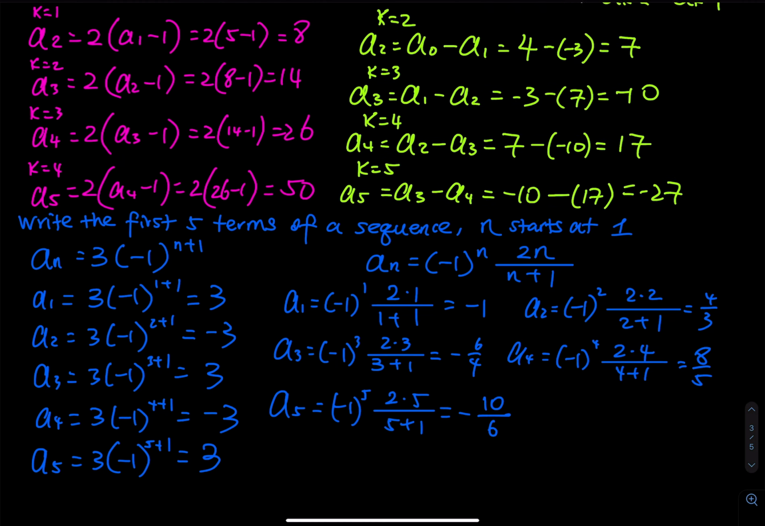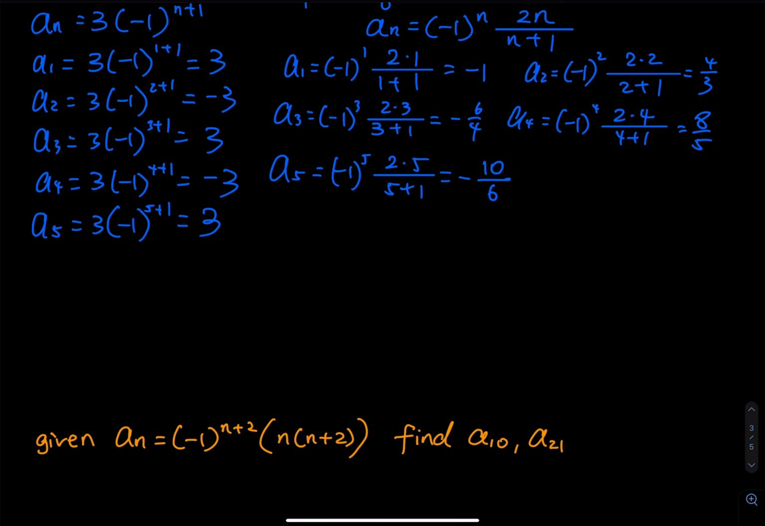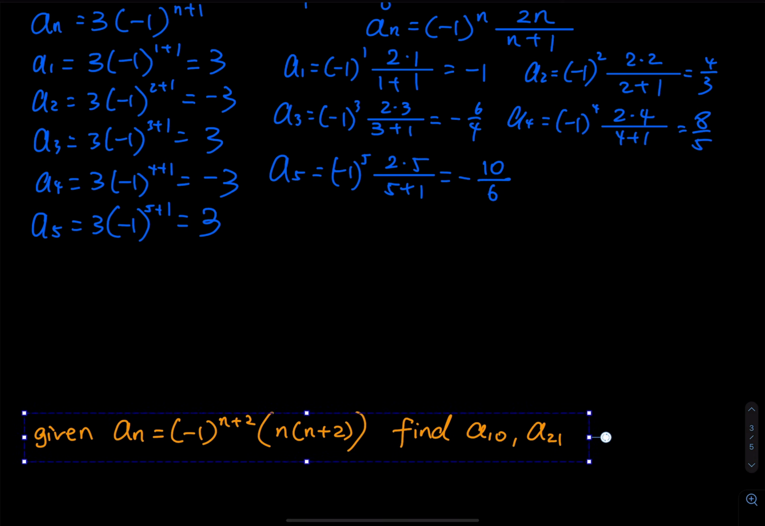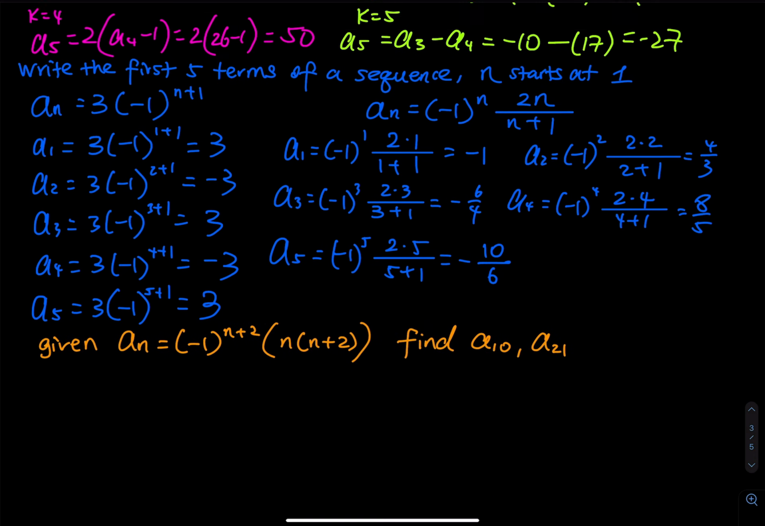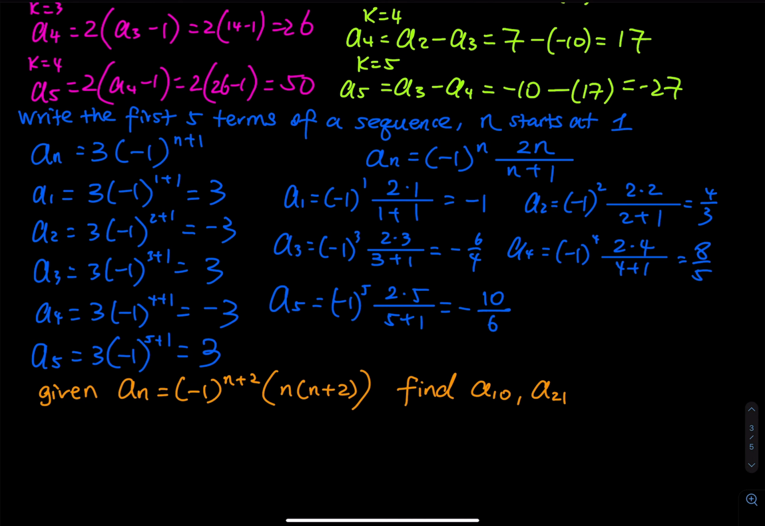And then here comes the last problem. For the last problem, let me just move this up. I'm going to move this up so I can keep talking about this while showing you the previous problem. You are given the nth term, find the 10th term and the 21st term. Okay, it's easy. This is simple. You just let the formula do the work.